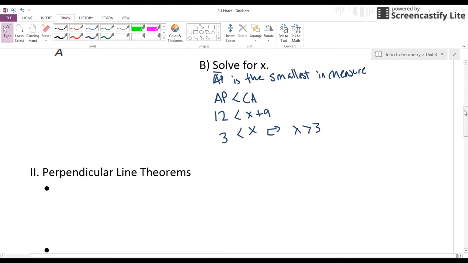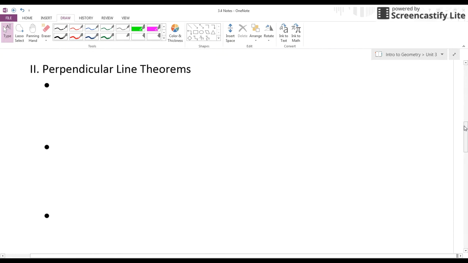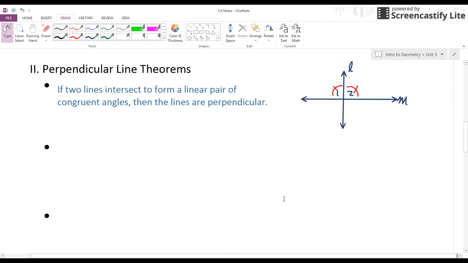Okay, let's take a look at some perpendicular line theorems to help us figure out what to do when we're looking to prove something's perpendicular or if we're given some information about perpendicular lines. So let's go ahead and look at the first one. Okay, so this first theorem: if two lines intersect to form a linear pair of congruent angles, then the lines are perpendicular. So if you look at the hypothesis in this conditional statement, there's two things that we need to happen. We need to have a linear pair and they need to be congruent angles. So if you're given this, then we can conclude that the lines are perpendicular.